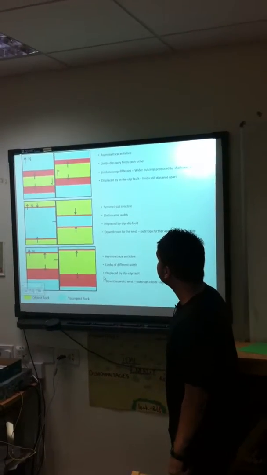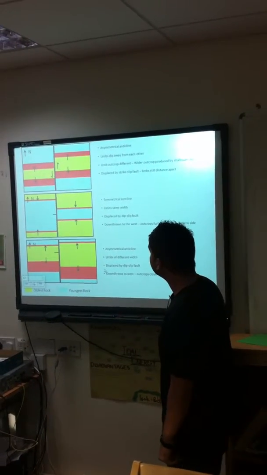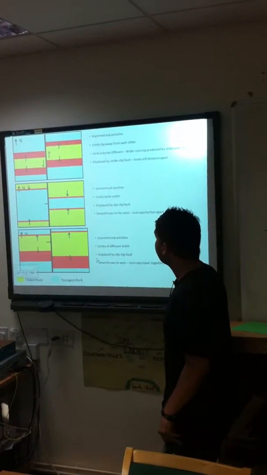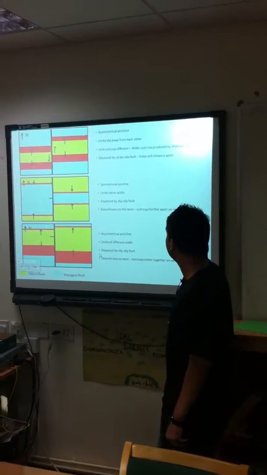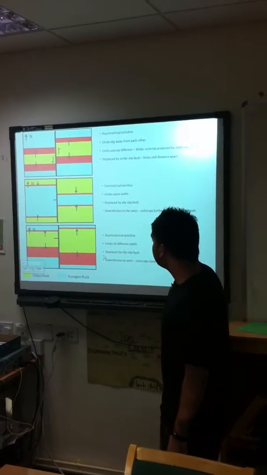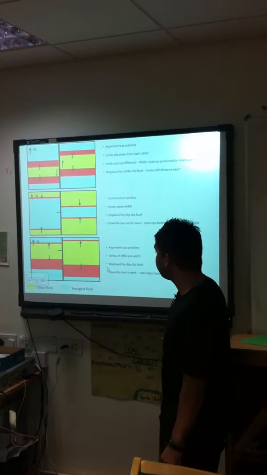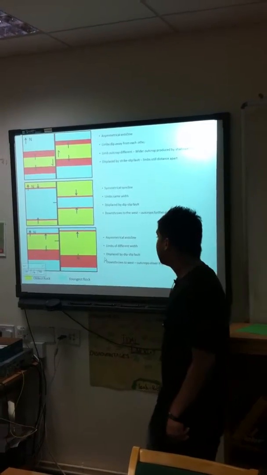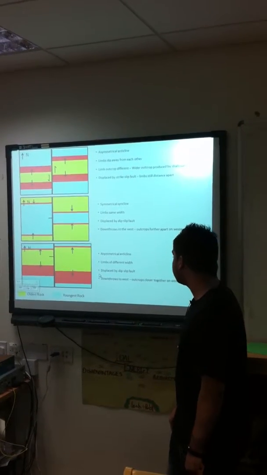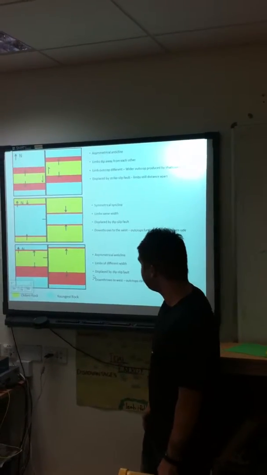This middle picture shows a symmetrical syncline where the limbs are the same width and they're displaced by dip-slip faults. Down throws to the west, outcrops further apart on the western side, which is there. The isometrical anticline is when the limbs are different widths, so you can tell they're different widths, and it's displaced by a dip-slip fault. The down throw is once again to the west, and the outcrops are closer together.